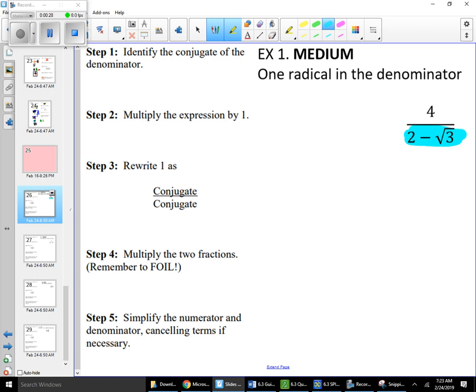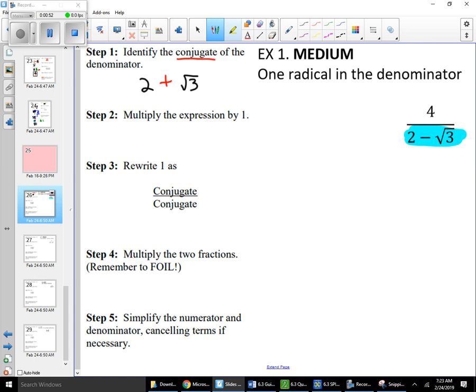So note that our first step on the orange sheet for binomials is to identify the conjugate of the denominator. Remember, a conjugate has the same two terms as the original, but the sign of the second term changes. So we started with a 2 minus root 3. We're going to change that to a 2 plus root 3. That's what it means to have a conjugate.